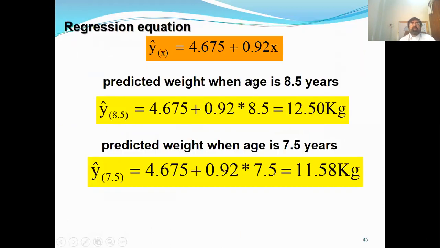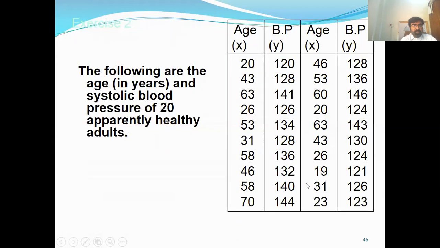Now we have been given that if the age is 8.5 years, what will be the weight of that person? So over here, the x is 8.5. What will be the predicted value, or when the age is 8.5 years, what will be the predicted weight? So it will become 12.50 kg. And again, the predicted weight when age is 7.5 years becomes 11.58 kg.